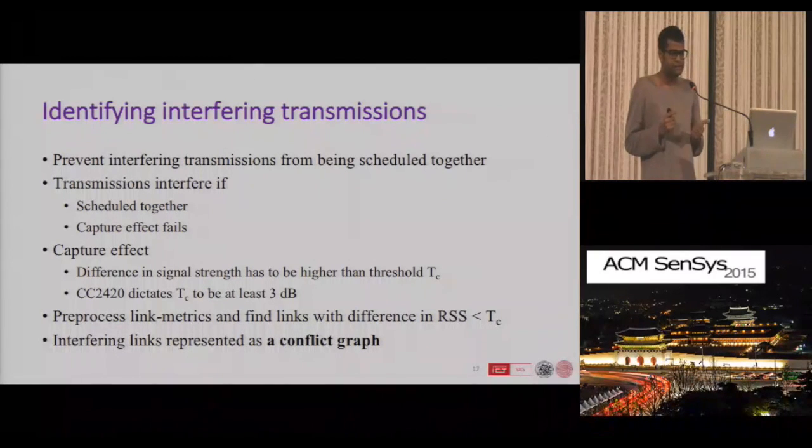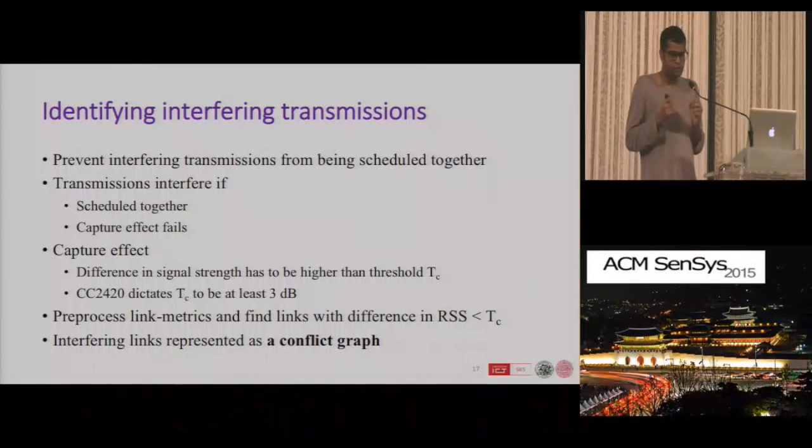Now, as we had discussed earlier, all the transmissions happen together at the same time on the same wireless channel. This means that we need to identify transmissions which, if scheduled together, could interfere in time. And this is dictated by whether they occur at the same time, as well as the capture effect, which dictates whether the radio can receive the packet or it fails. So the capture effect is the ability of the radio to receive the stronger of the concurrently transmitted packets. It needs the difference in the signal strength between the concurrently transmitted packets to be higher than a certain threshold, which for our low-power radio is 3 dB.